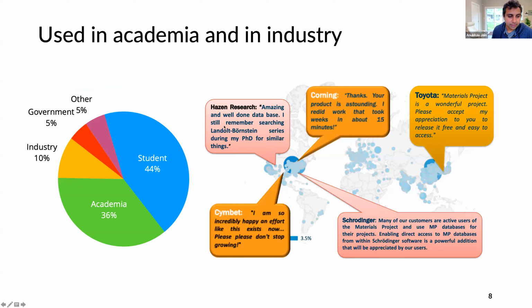Most of our users are actually from student or academia, so typically students or professors. We have about 10% of our users that are from industry. So there's certainly a lot of companies around the world that use Materials Project, sometimes saying that they were able to do research that originally took them weeks in the past, now takes them about 15 minutes or so. So certainly this can be used to accelerate various industrial design efforts as well.